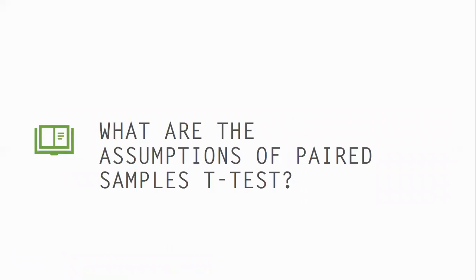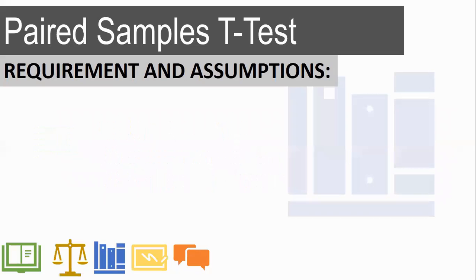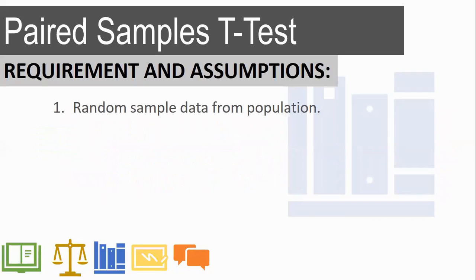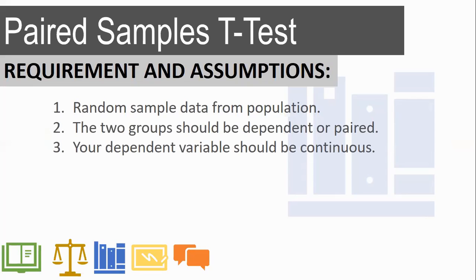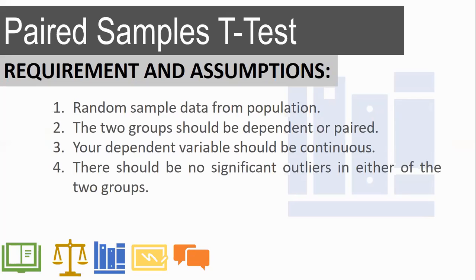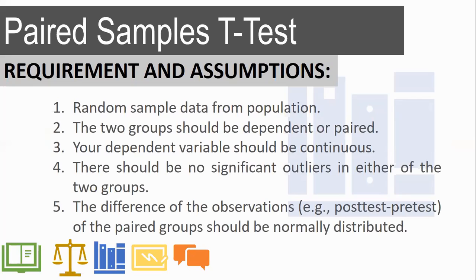Now, what are the assumptions of the paired samples t-test? First assumption, random sample data from population. Second, the two groups should be dependent or paired. Number 3, your dependent variables should be continuous. Number 4, there should be no significant outliers in either of the two groups. Number 5, the difference of the observations, that is post-test minus pre-test, of the paired groups should be normally distributed.